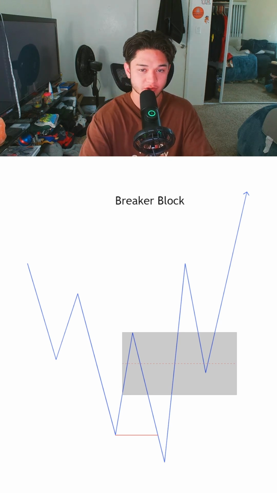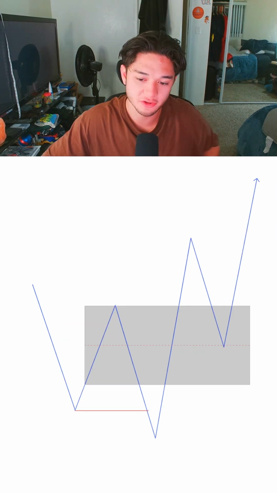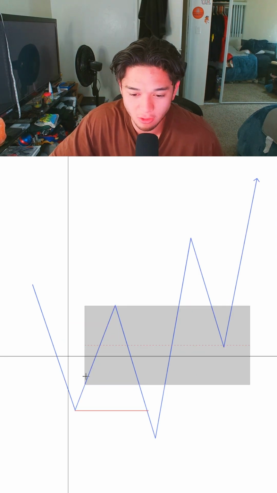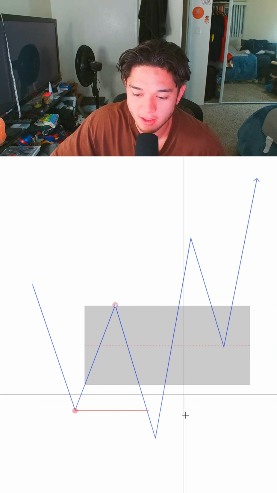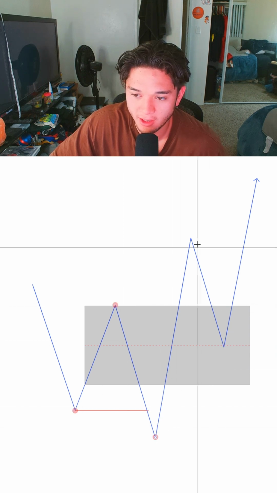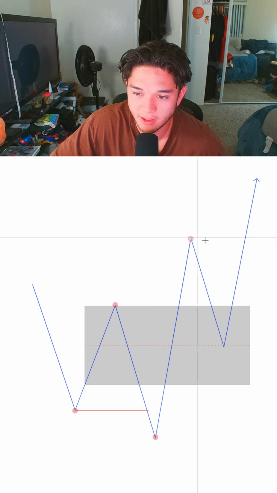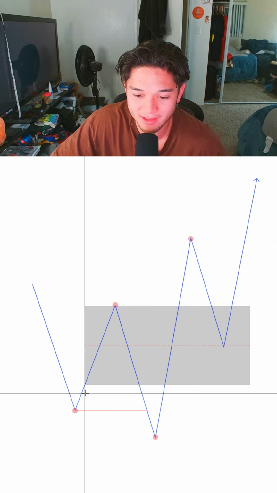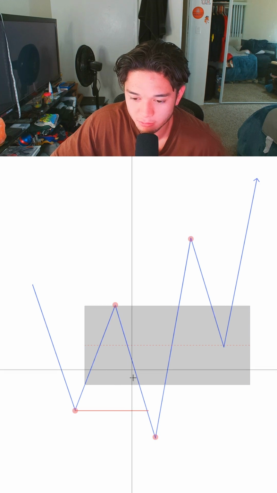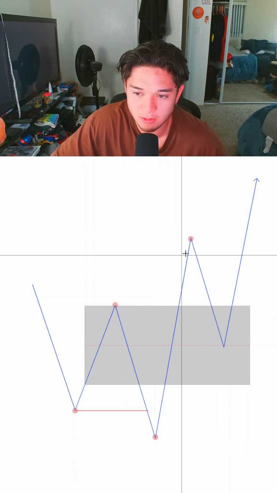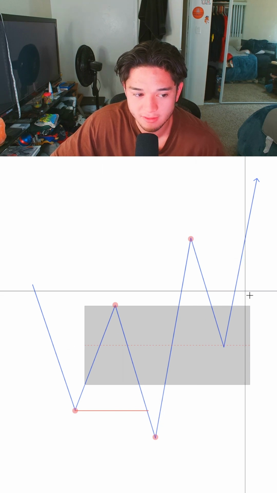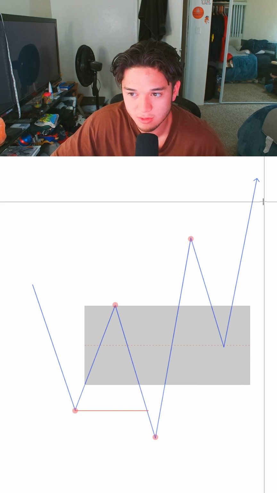In this episode, we are going to discuss breaker blocks. So a breaker is super simple. All it is, a low, a high, a lower low, and then a higher high. And the breaker block is the last leg up before the move down that swept out this liquidity. That's our breaker. Price will close through it, tap back into it, and use it to push higher.